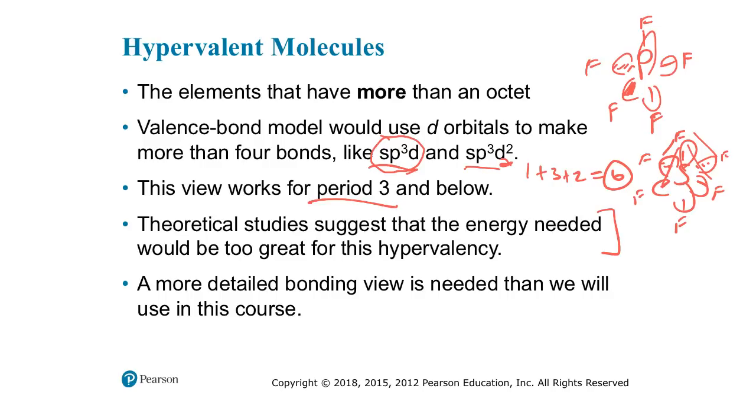So a more detailed understanding of what's going on in the bonding of these molecules would be required to understand them. So we're not going to talk about the nature of the atomic orbitals involved in hypervalent molecules like PF5 and SF6.